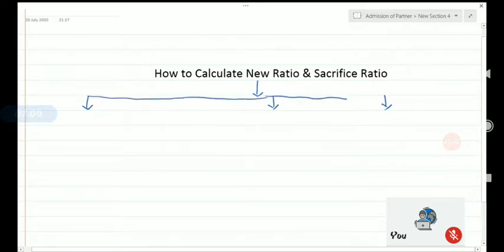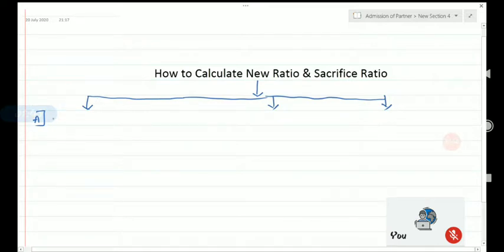See, this point is going to be extremely important because not just in admission of the partner but in retirement of the partner also you have to calculate the new ratio and gain ratio. Now the calculation of gain ratio and sacrifice ratio has very minor changes. So if you study the concept thoroughly over here, then definitely you will not find any issues at the time of calculation of gain ratio in chapter number 6.